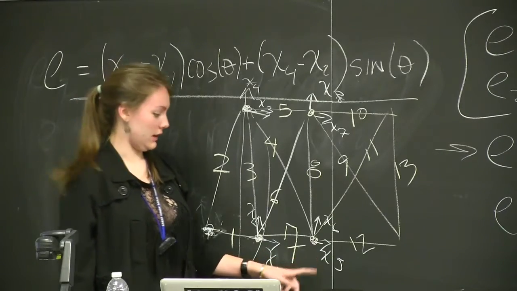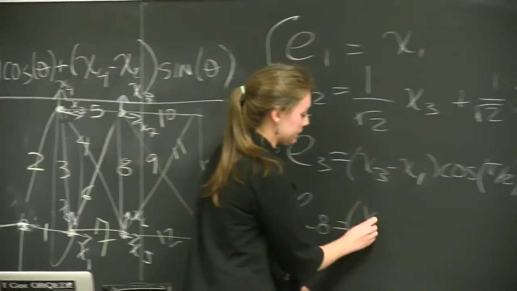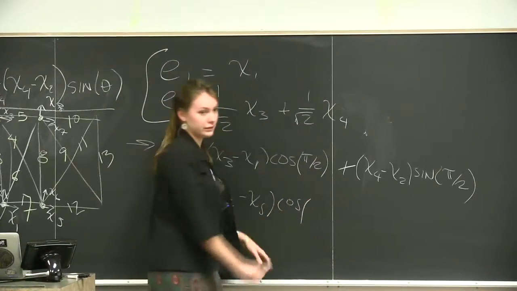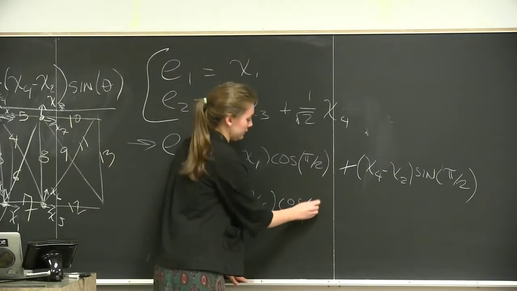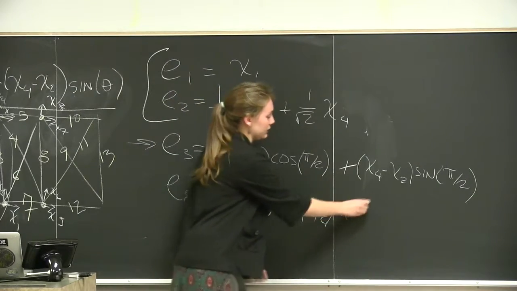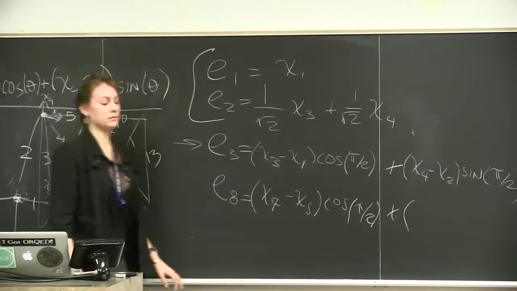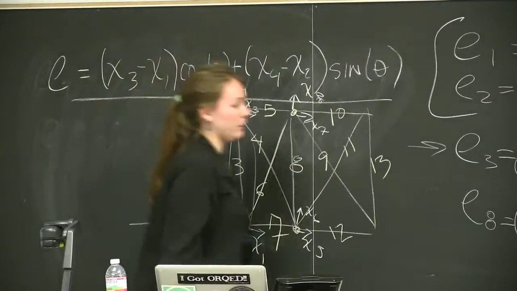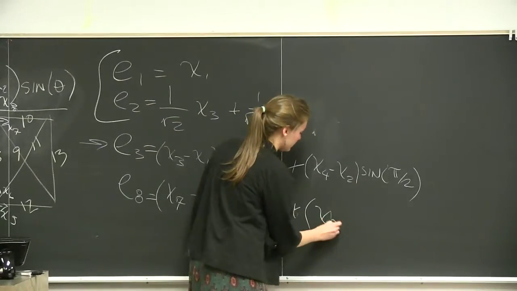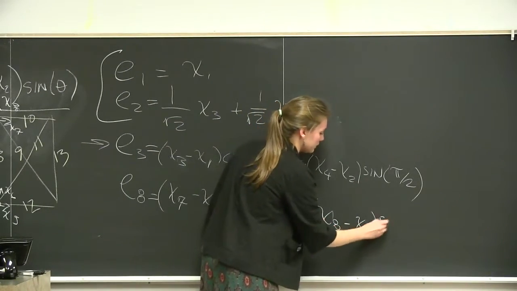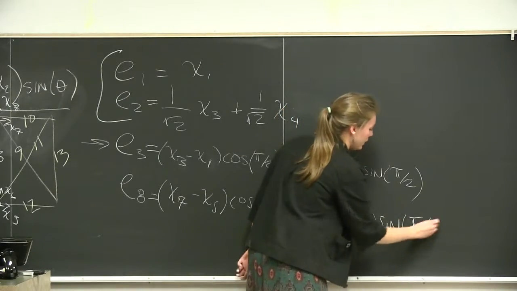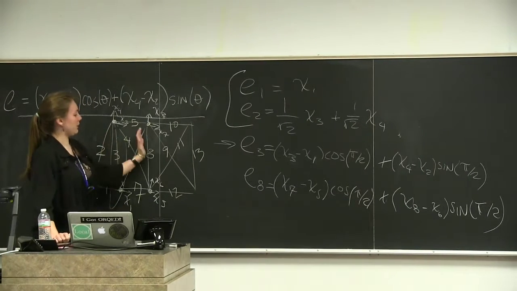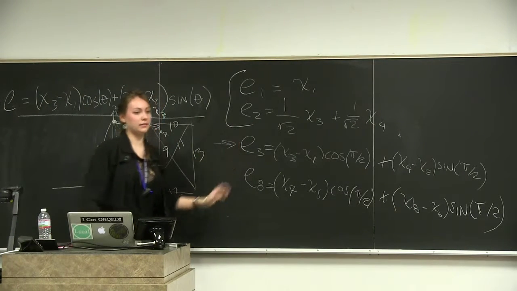X7 minus X5 cosine of, same as before, plus, what do we have going on in the vertical direction? So that was E8. What can you tell me about E of any fiber that looks like that, that's vertical?